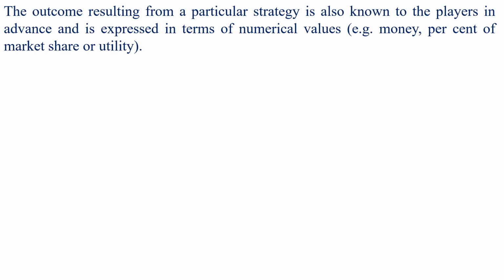The outcome resulting from a particular strategy is also known to the players in advance and is expressed in terms of numerical values. For example, the outcome may be money, or percentage of market share, or utility, whatever we have to express. This outcome we have to express in terms of numerical values.